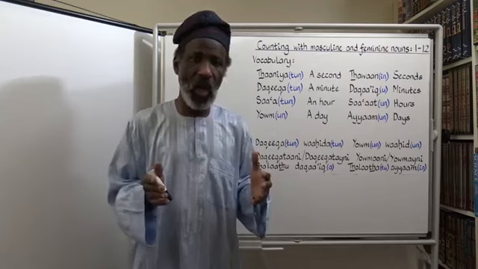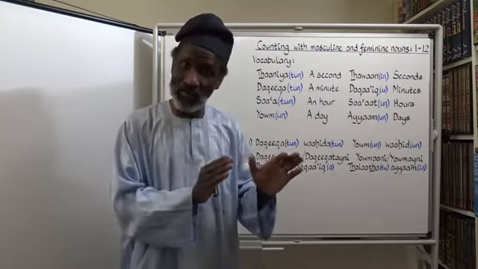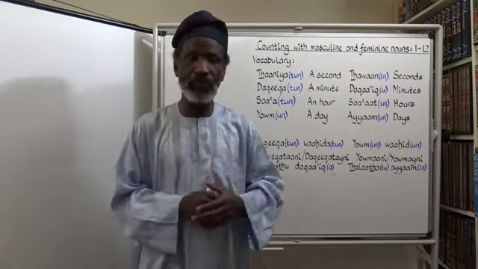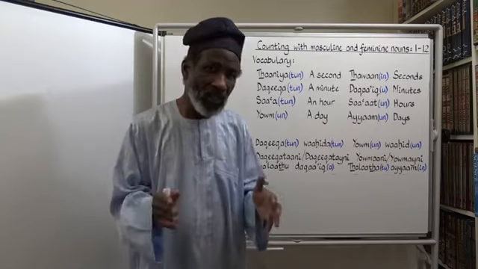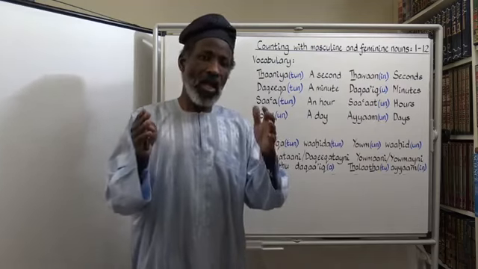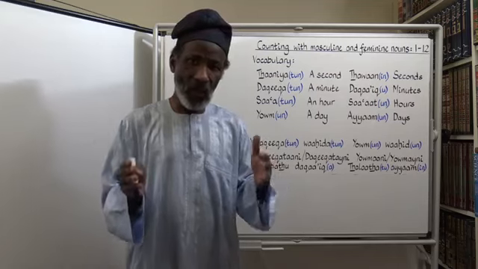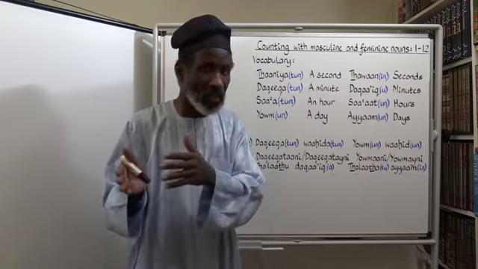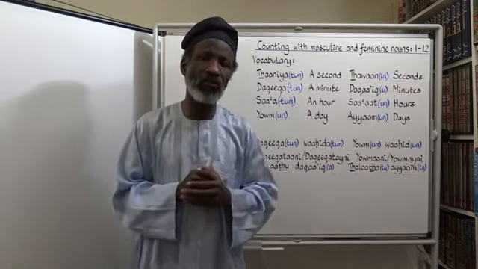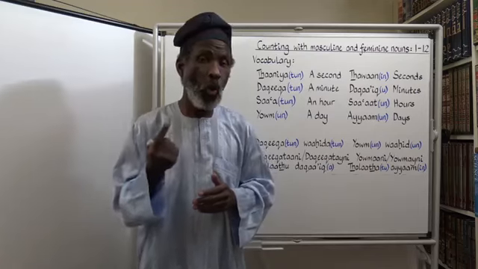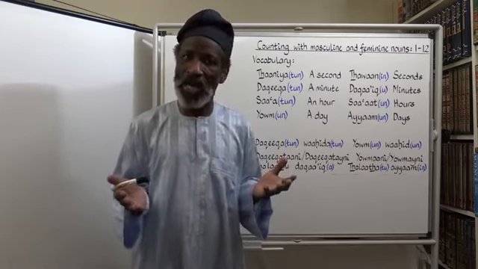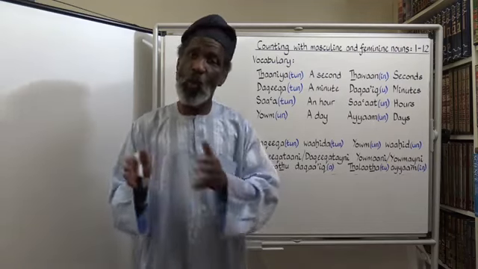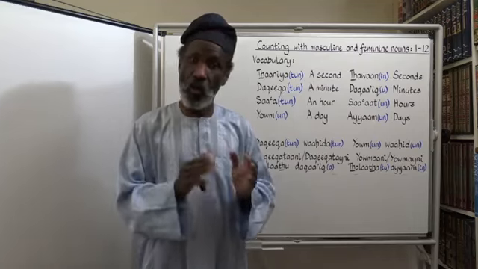For instance, you have wahidun, that's one, and that's masculine. Wahidatun, that's one, and that's feminine. The principle is the number 1 and the number 2 come after the noun. They act like adjectives, so they match in gender. If you want to say one boy, you can simply say waladun, that means a boy, or waladun wahidun, one boy.